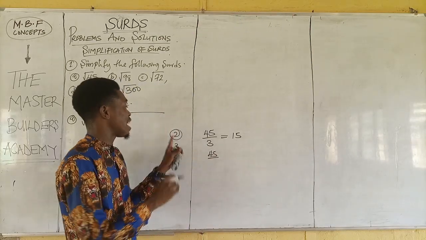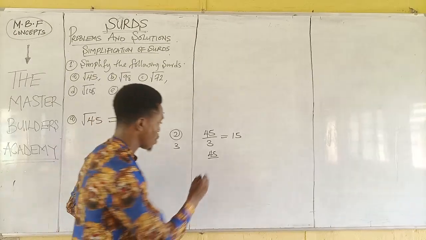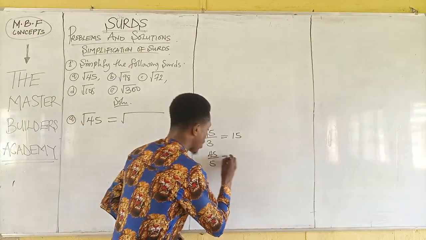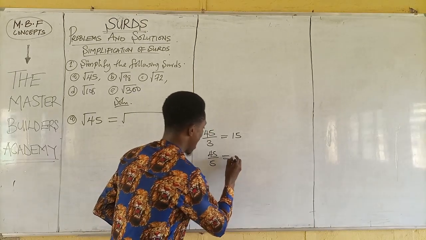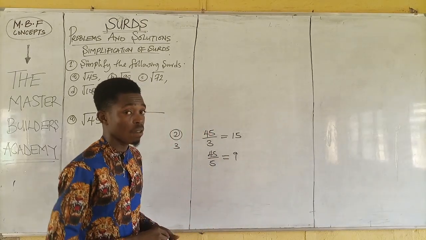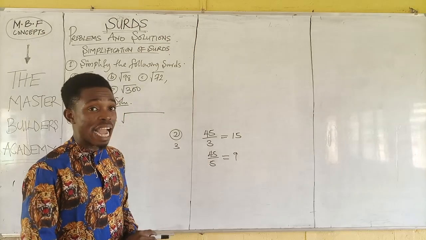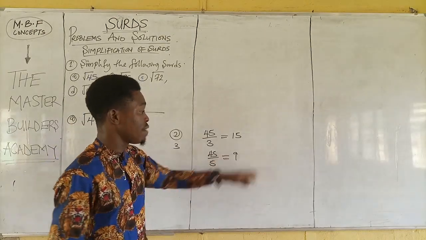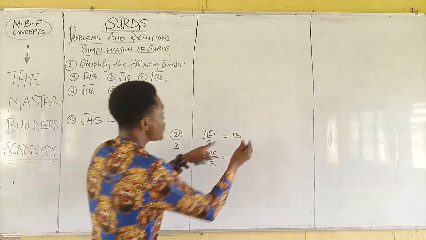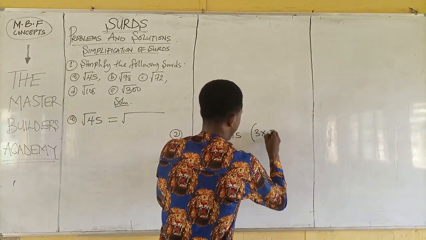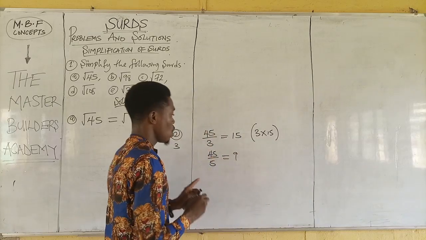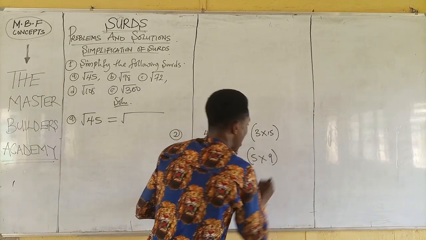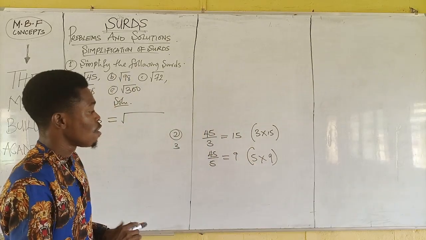In any number that 2 cannot divide, 4 cannot divide. Then we move to 5. When we use 5 to divide, we are going to have 9. 45 divided by 5 is 9. So 9 times 5 is 45. So for this case I have 3 times 15 as the factors of 45, and here I have 5 times 9 as the factors of 45.